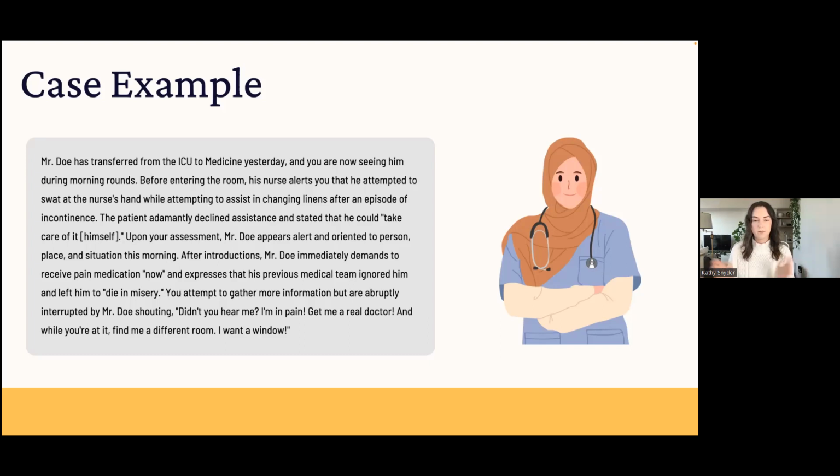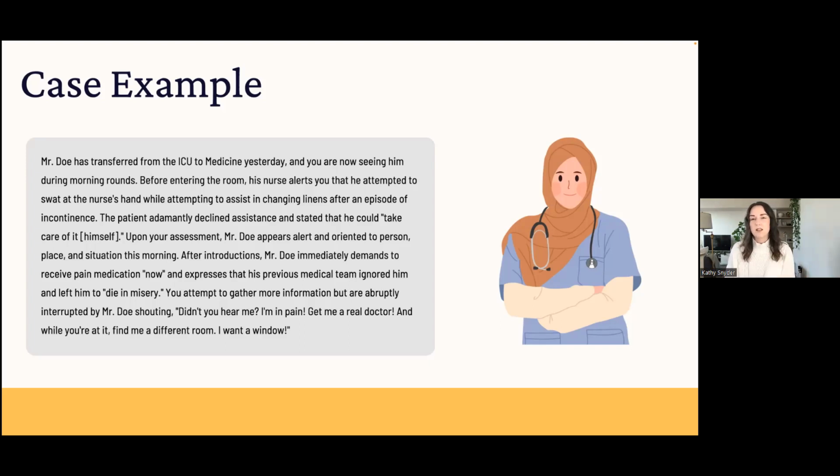And we consider that as we're going into the room, and he appears alert and oriented times 3, alert and oriented to person, place, and situation. Not really quite sure what time it is or what day it is, but he does know the year. After introductions, he demands to get pain medication right now. And he's saying that everybody's ignored him. All of the doctors are idiots and they left him to die in misery.